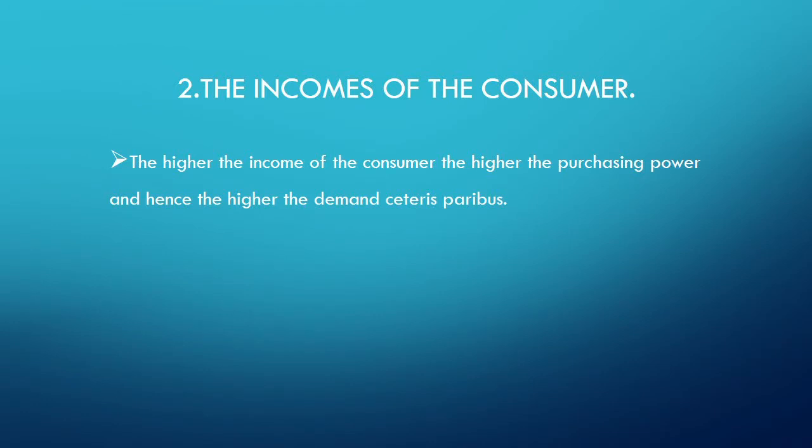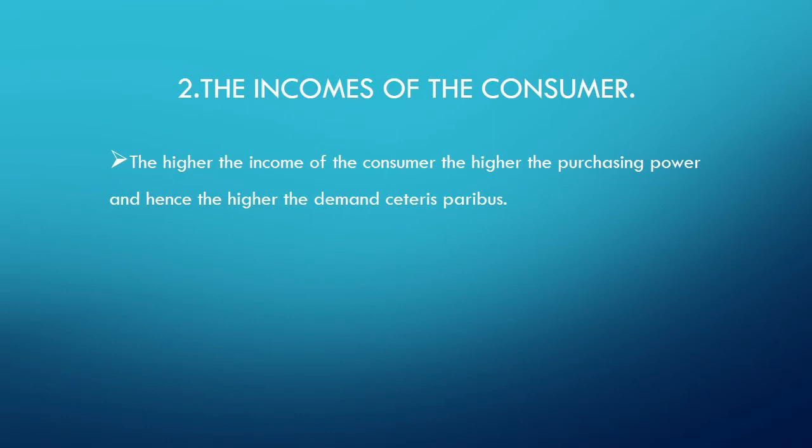The other factor affecting demand is the incomes of the consumer. And here what we say, the higher the income of the consumer, the higher the purchasing power, and hence the higher the demand. Again, ceteris paribus. When we are explaining these factors of demand, we must always mention ceteris paribus. This phrase is universally accepted, and if you can't remember it, you can always say other factors remaining the same or being held constant.